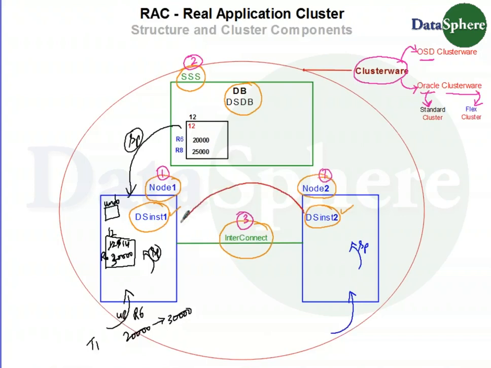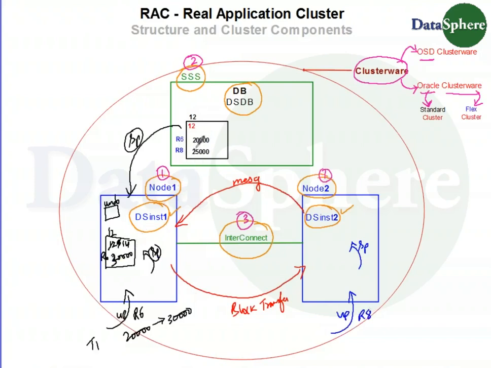Okay, so through the interconnect, a request will be sent, a message will be sent, needing the block for modification. Now this version of the block will be transferred here. So the block transfer will take place. Now assume that this request is for updating row number 8. That is why the request is sent to the holding instance, in which the data is available.